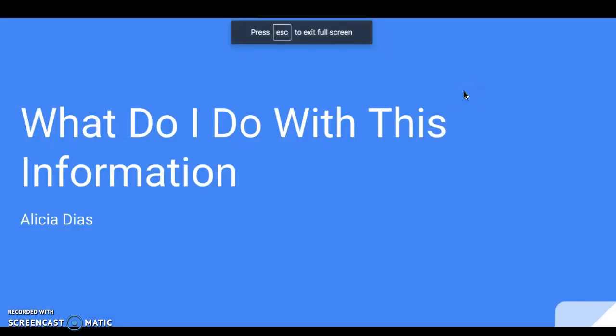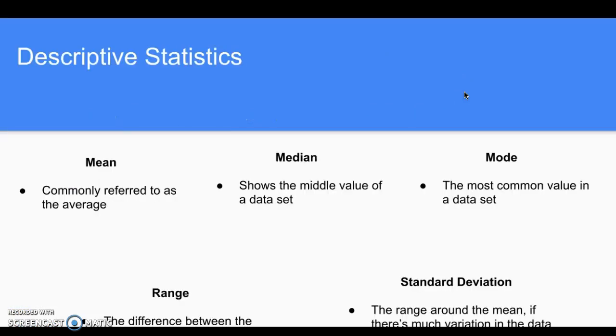So this is my presentation for research tests, which is what do I do with this information. First thing we're going to be looking at is descriptive statistics. Descriptive statistics is used to describe the basic features of the data in a study. They provide simple summaries about the sample and the measures, with simple graphs and summaries formed from quantitative data.